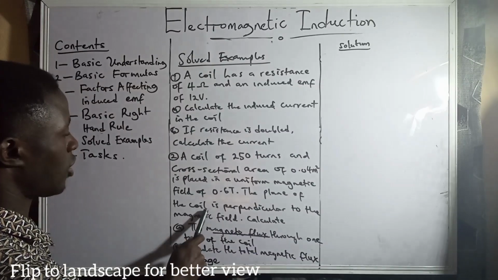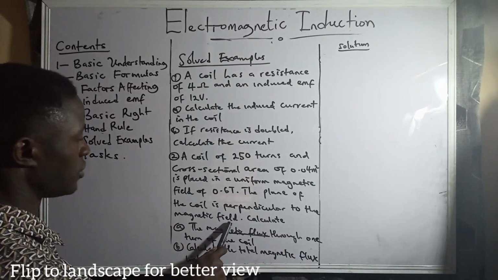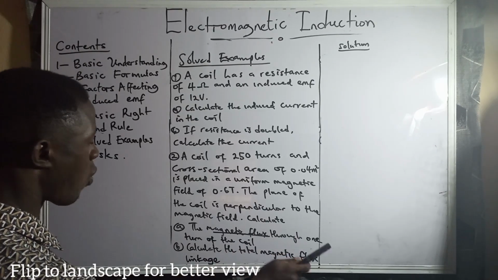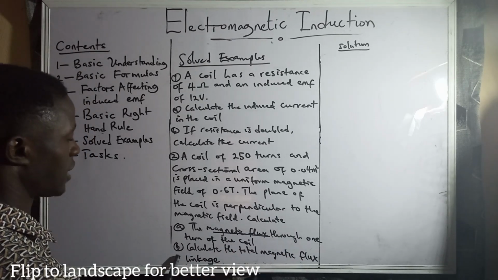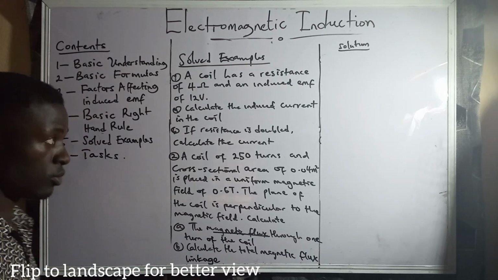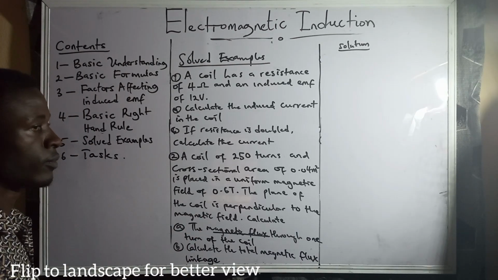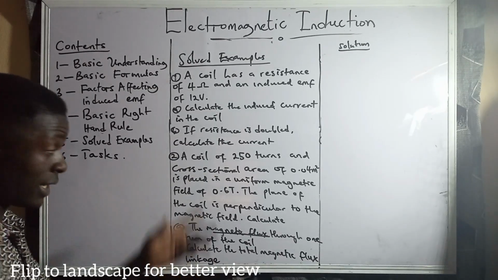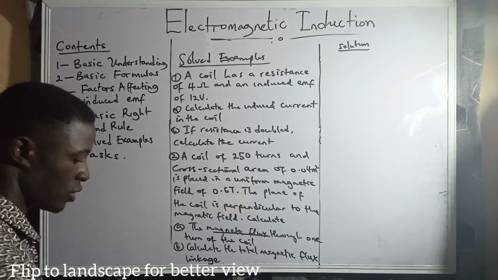The plane of the coil is perpendicular to the magnetic field. Calculate A, the magnetic flux through 1 turn of the coil. And the second one says calculate the total magnetic flux linkage. So we want to consider these together. You can write it down, because I know you are learning, and then we'll solve it together.